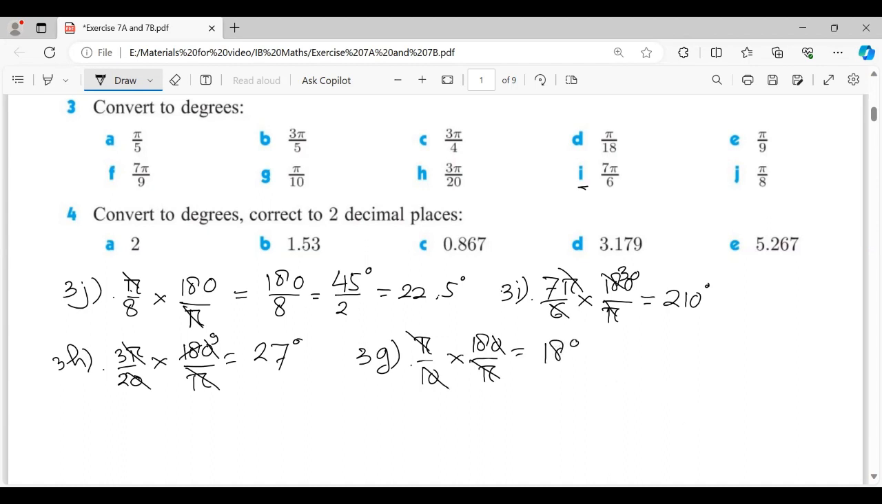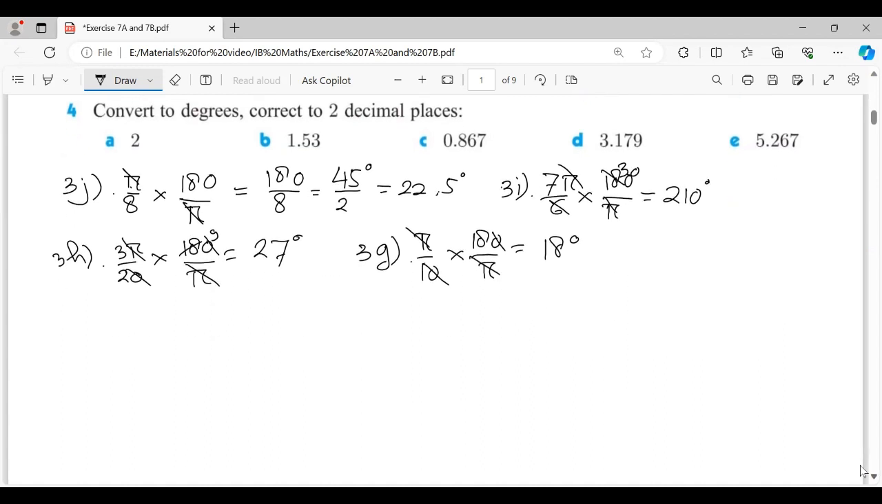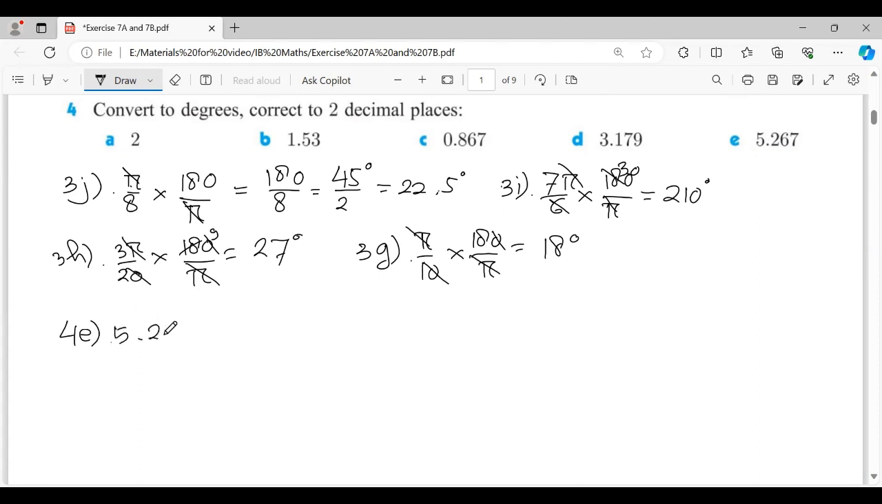Okay, now number 4. Let's continue to number 4. Convert to degrees, correct to 2 decimal places. Number 4E. 5.267 radians.